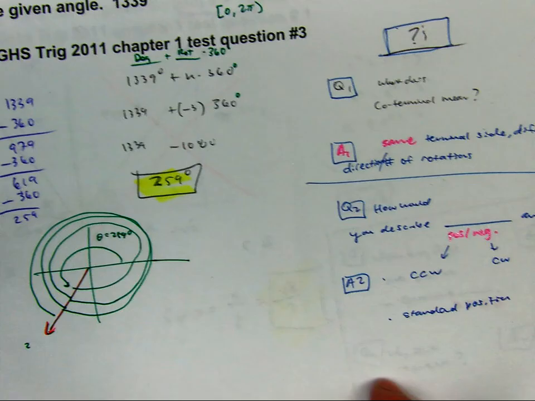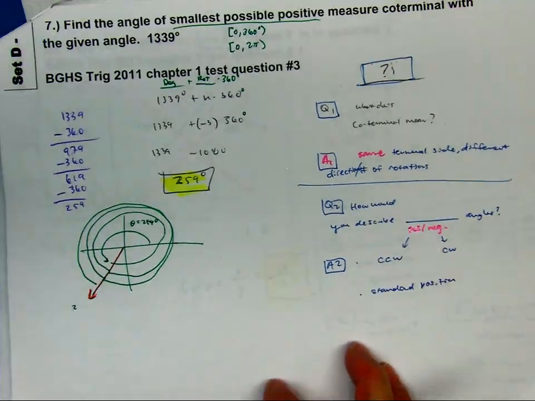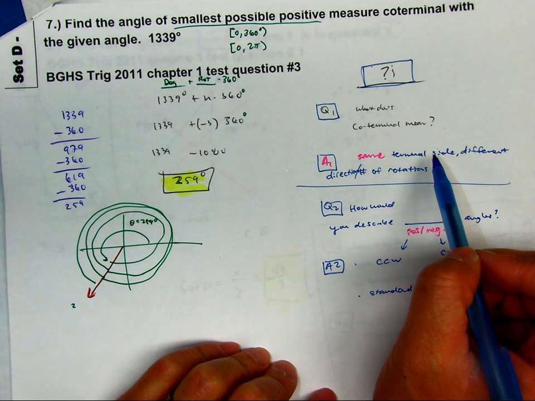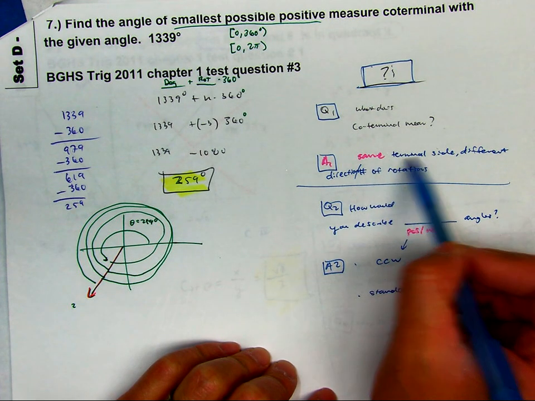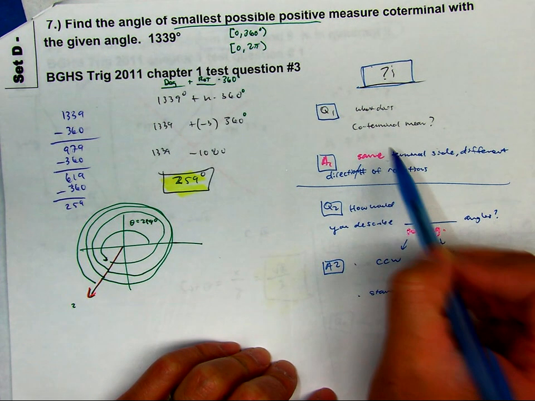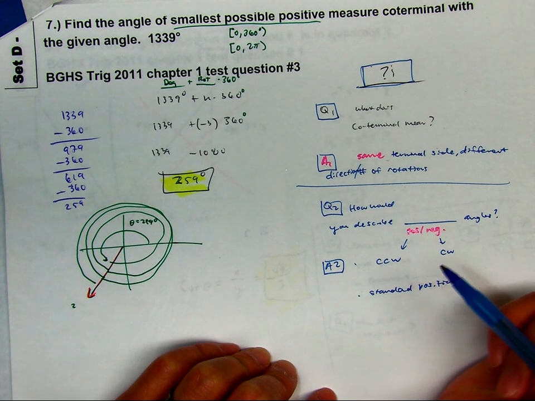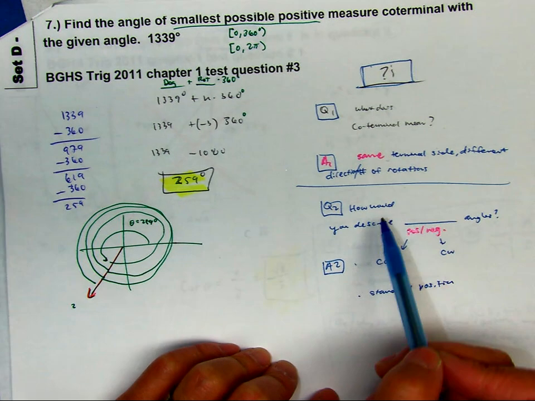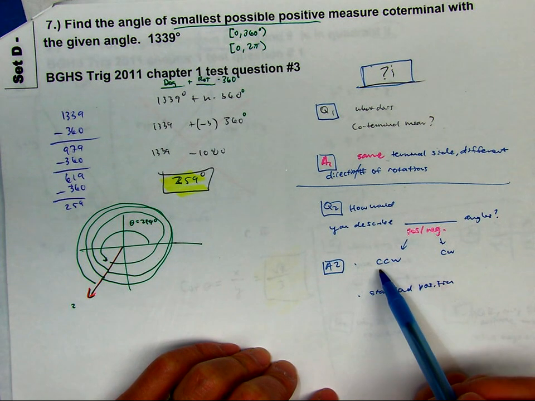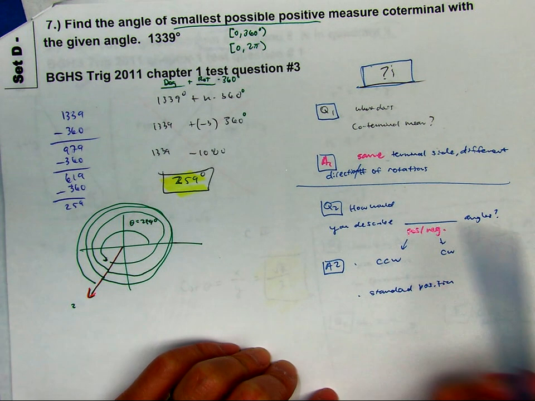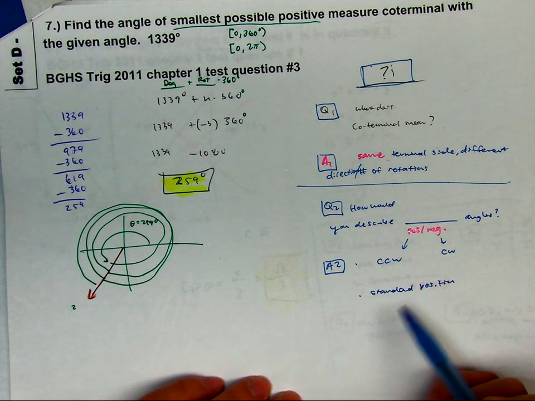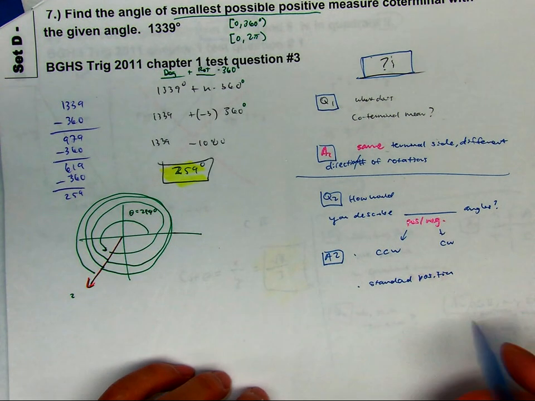A couple of questions I may have asked. What does coterminal mean? Coterminal basically means it's the same terminal side or the same position, but ends using a different number of rotations. I might have asked you, how would you describe positive angles? Positive angles are counterclockwise. Or how would you describe negative angles? That would be clockwise. And then I might ask, where do you start? And the answer would be standard position.